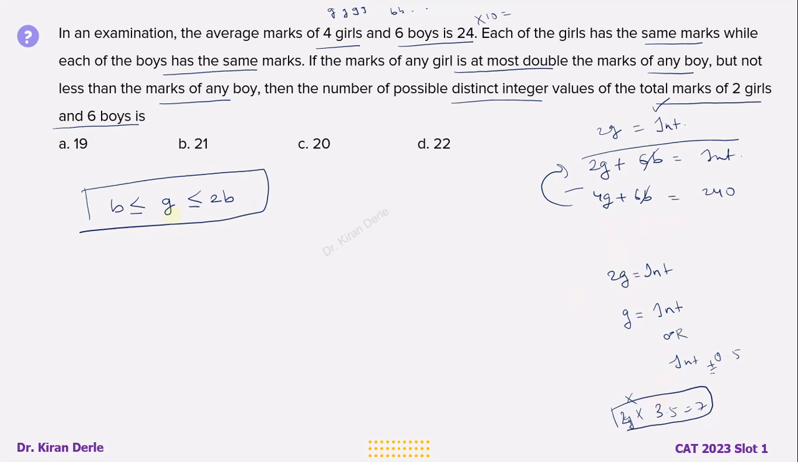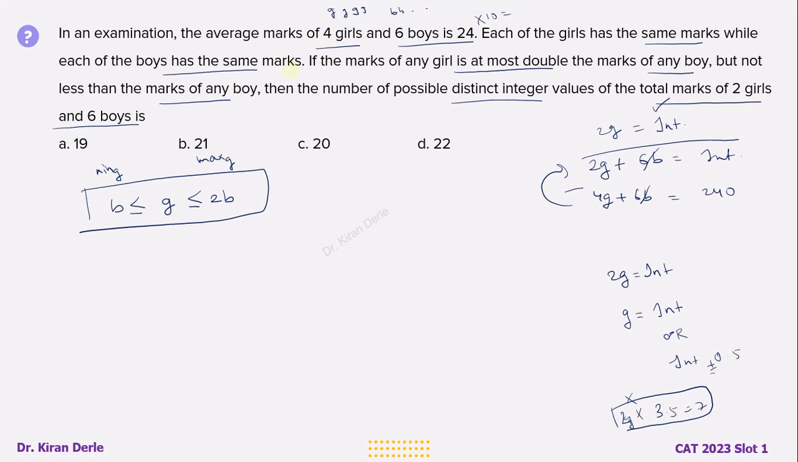Now, what are the distinct possible values? G has to be an integer or something plus 0.5. And what is the minimum possible value of G? It can be equal to B. The minimum value of G is B and the maximum value of G is 2B. I hope you're understanding. This is the minimum value of G and this is the maximum value of G. Let's put the minimum and maximum values here.